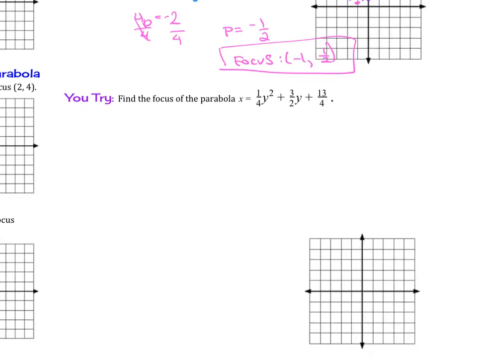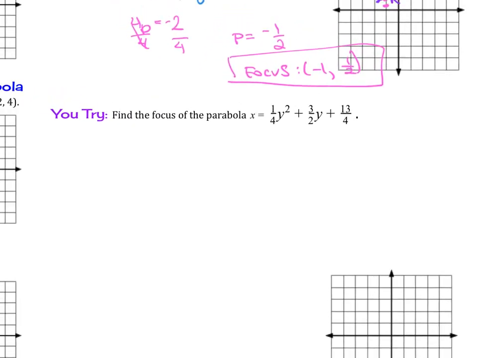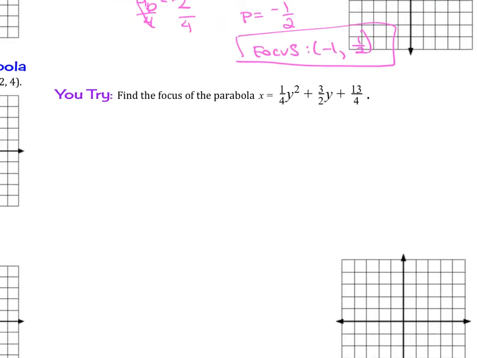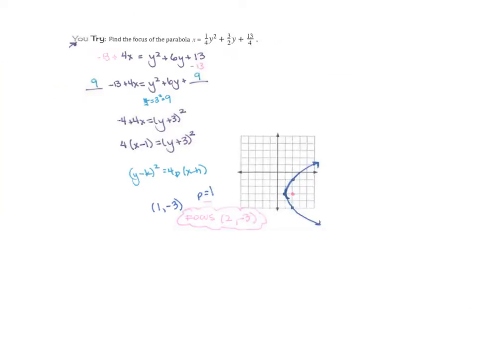So try this example. Find the focus of the parabola, again using completing the square. All right, if you tried this out, you would find that the equation is 4 times x minus 1 equals y plus 3 squared. Since the y is squared, we know that it's a sideways parabola. When you figure out p, it is 1, and the focus is 1, -3.